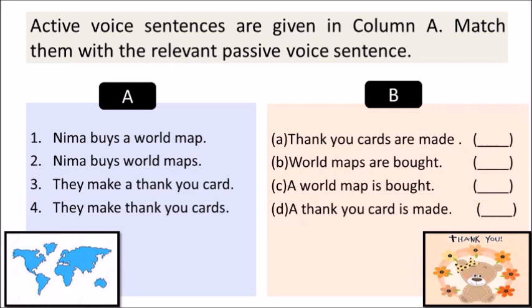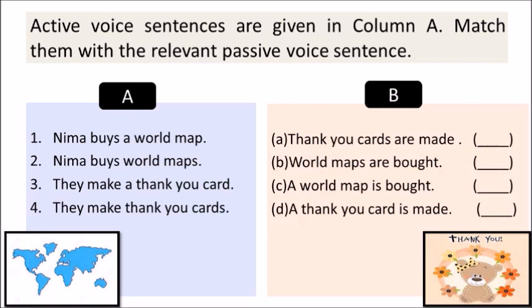It's time to do another activity. Active voice sentences are given in column A. Match them with the relevant passive voice sentence. Column A. Number 1. Nima buys a world map. Number 2. Nima buys world maps. Number 3. They make a thank you card. Number 4. They make thank you cards.